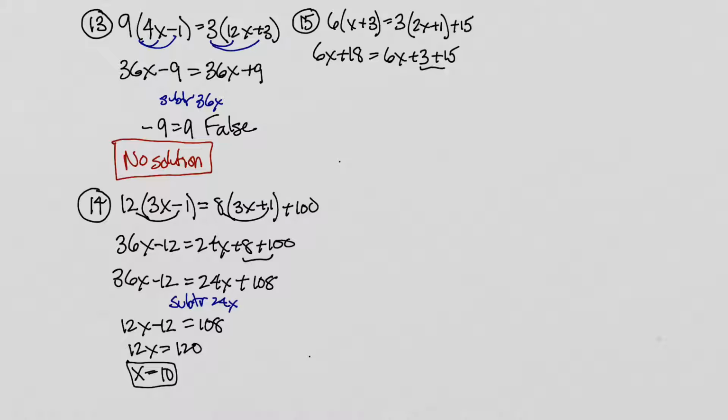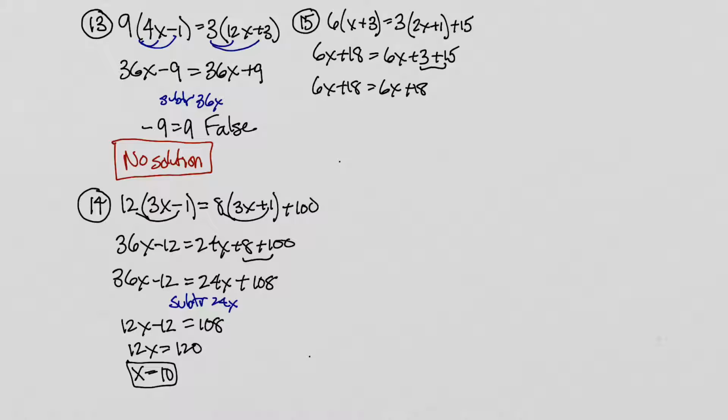Now we can take care of this one here. This is going to be 6x plus 18 equals 6x plus 18. Now maybe you can see what's going to happen here. I've got identical numbers on the left side and the right side. So whatever I use for x, if I use any number for x, I get some number over here and the same number over here. So in this case, there's infinitely many solutions, or I'm going to say no unique solution.